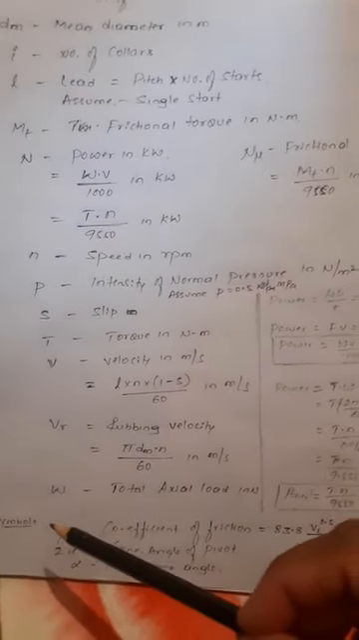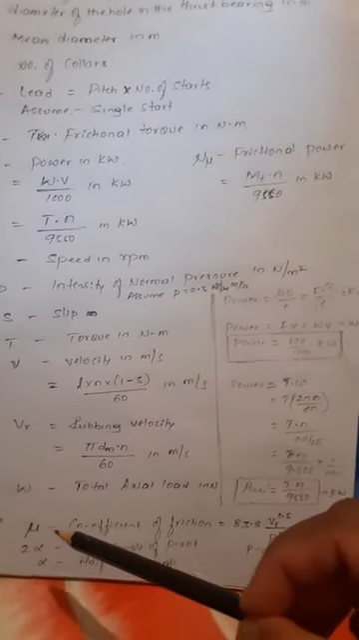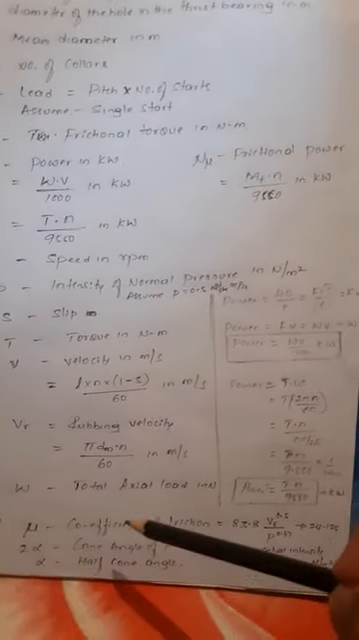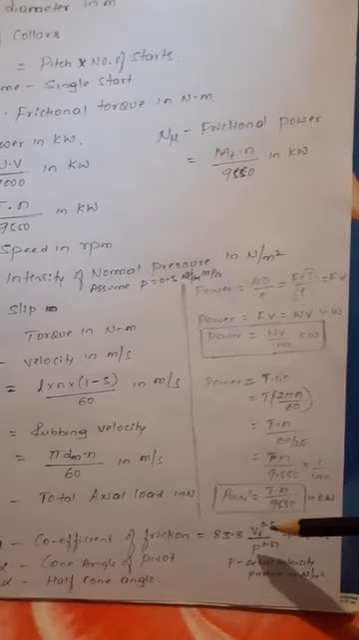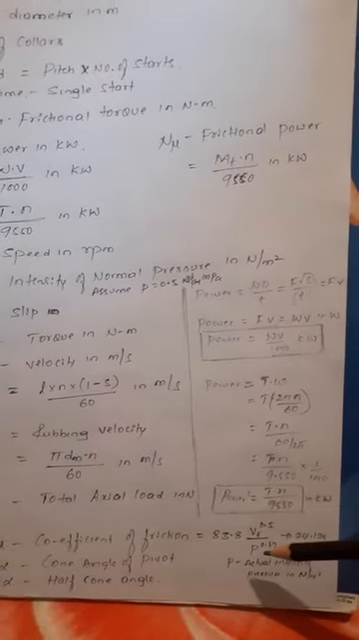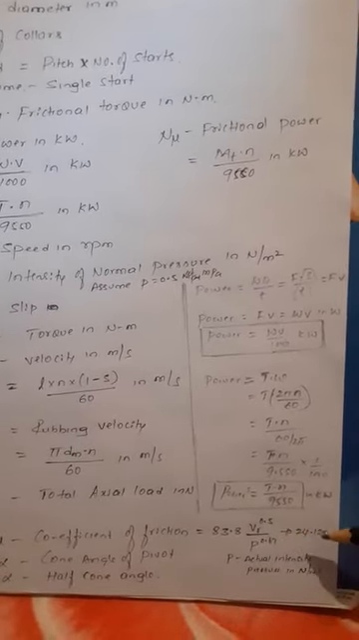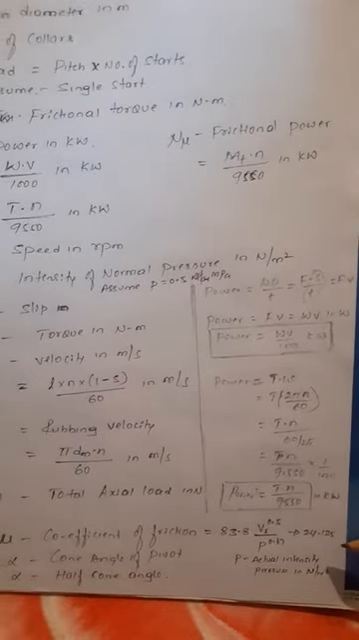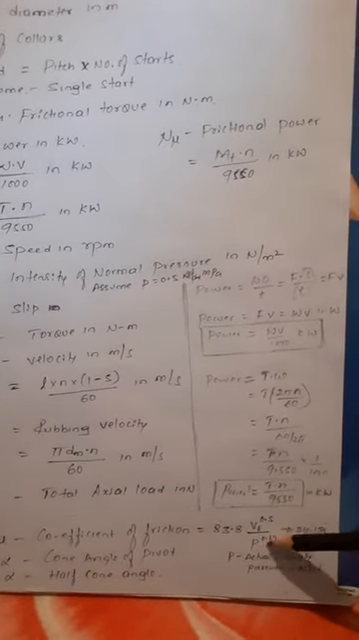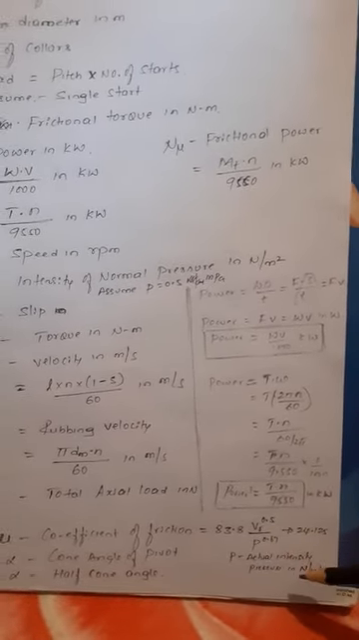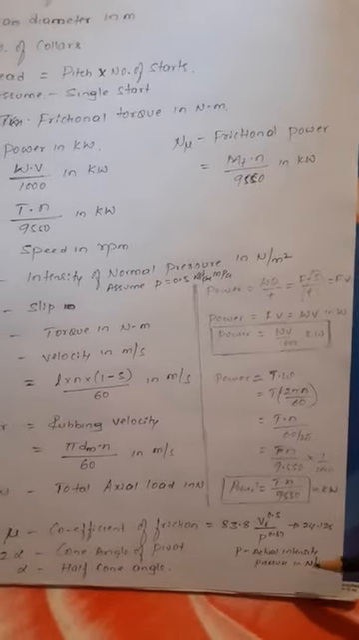Now what are the symbols we use? Mu. Mu stands for what? Coefficient of friction. How do you get this equation? Mu is equal to 83.8 V_R to the power of 0.5 divided by P to the power of 0.67. That's equation number 24.125. Here P is nothing but actual intensity of pressure in Newton per meter square.